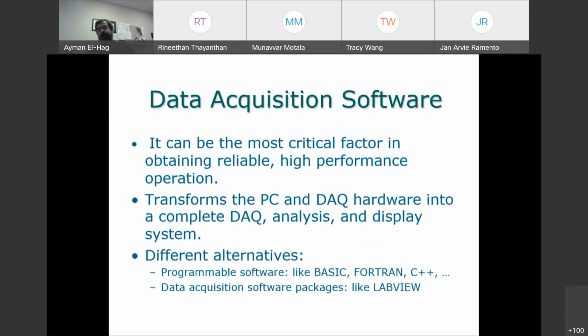Now, there will be software, of course. Now you are acquiring the signal, you need to deal with the software. And there are tons of software that can be used. MATLAB, for example, can be used. Unfortunately, MATLAB cannot be used with this microcontroller. We have to use C++.